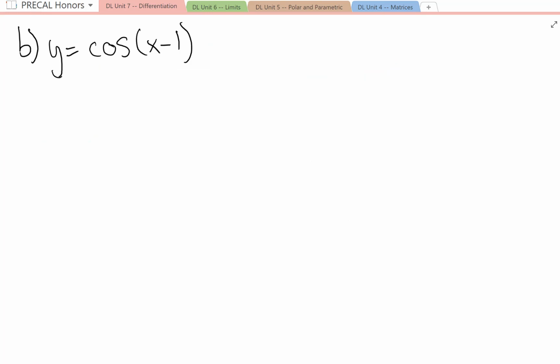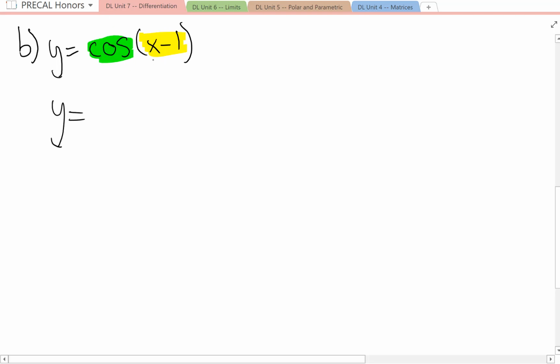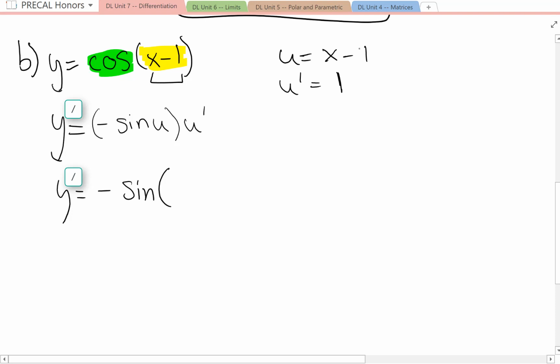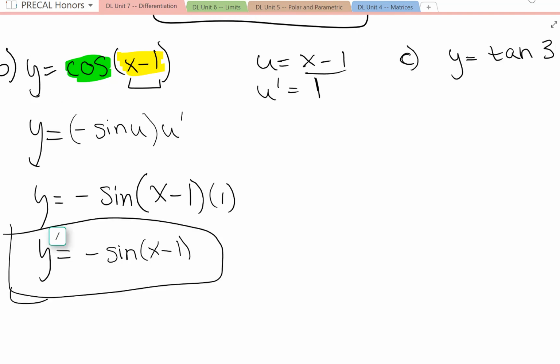Our next one is cosine of x minus 1. So our inside function is x minus 1, and our outside function is cosine. Let's actually call this u. u is equal to x minus 1. And then what is u prime? That is just 1. Our derivative there is negative sine u times u prime. So we would take negative sine of u, which is the inside function x minus 1, and multiply it by the derivative of u, which is 1. And that's our answer.